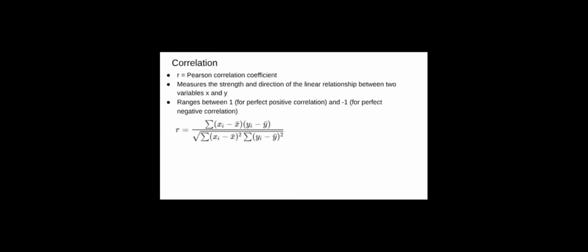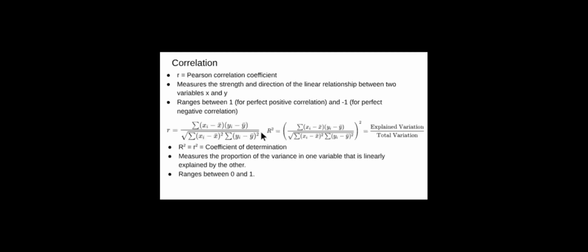But if they're positively correlated, then they'll reinforce each other. If they're perfectly correlated, then this whole sum will end up equaling this denominator. So that's why we divide by the denominator to get exactly the number 1 when they're positively correlated. If it's a negative correlation, it works the same way, but with the opposite sign.